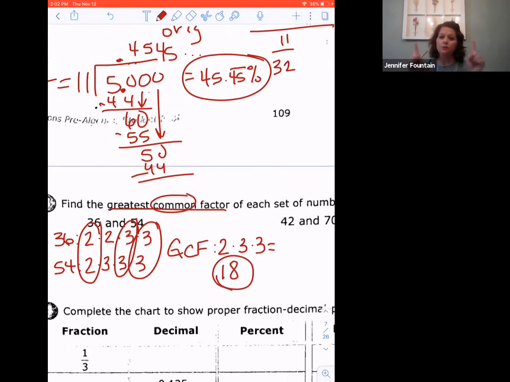The main difference between greatest common factor and least common multiple: I do list out my prime factors, but I'm not going to list these as exponents this time, and I circle what I have in common between both of them. In least common multiple, I have to represent every single factor that's listed for all of the numbers, and these I have to have them paired up.